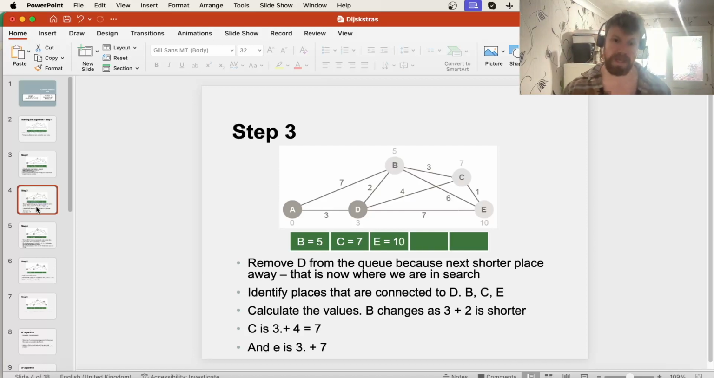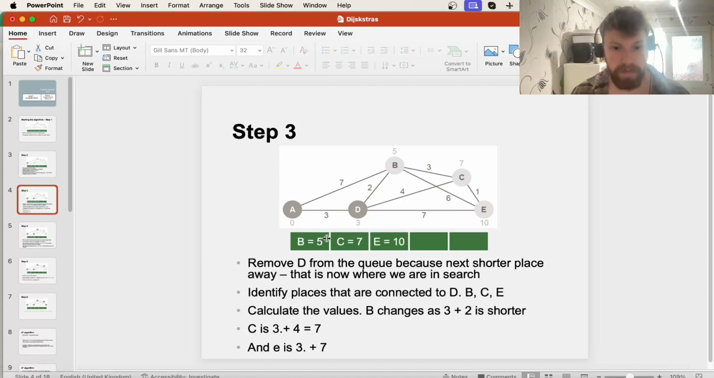So we're going to change B. We do 3 plus 2, because the distance going from A to D is 3, and then the distance going from D to B is 2. That's going to give us 5, which is a shorter distance than going directly from A to B. So B changes to 5, because that is a shorter distance. That's going to take us less time to go there. For C, we put in 3 plus 4, which is going to be 7, and then E is going to be 3 plus 7.